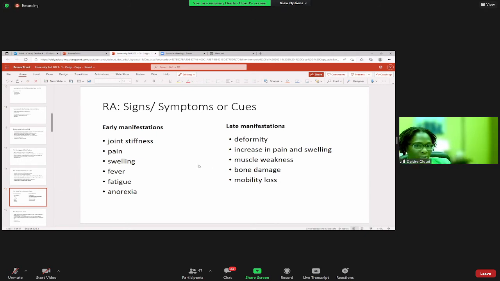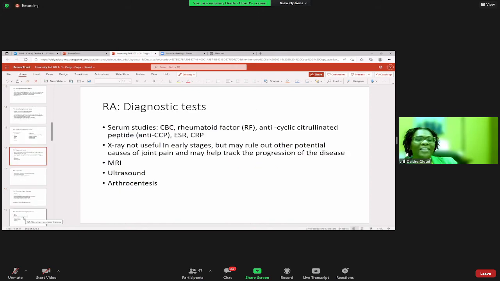Diagnostic tests. Let's just go through this. Again, there's no real test that can confirm rheumatoid arthritis 100%. So they're going to base it off these serum studies here, the rheumatoid factor, the ESR, the CRP, which just kind of tells you there's inflammation in your body. X-rays just help you track the progression of joint damage. MRIs do the same thing. So these are some things that can aid in the diagnosis of rheumatoid arthritis.